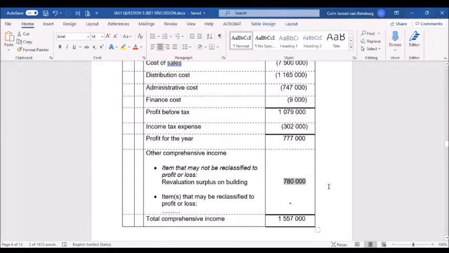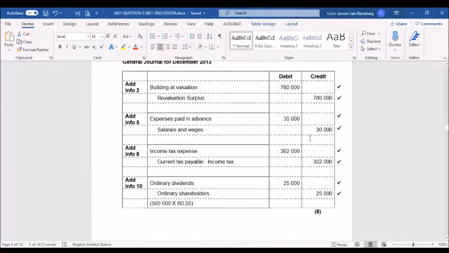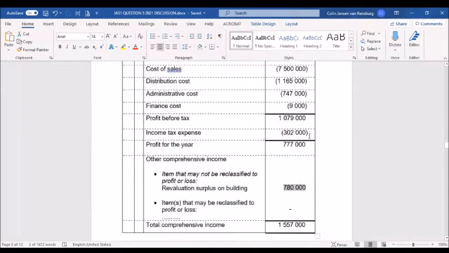So that will simply be the journal entry that we've done. We've debited building at valuation, which is the increase in the value of the building of 780,000, and then our corresponding credit was to increase the revaluation surplus. And we've said for each such item of other comprehensive income, that in actual fact represents a non-distributable reserve. In other words, each such item will have a column in our statement of changes in equity. Okay, so now let's go back to our statement of comprehensive income.